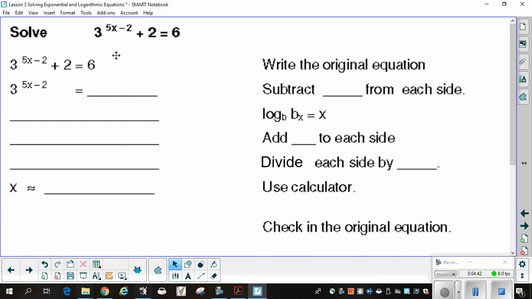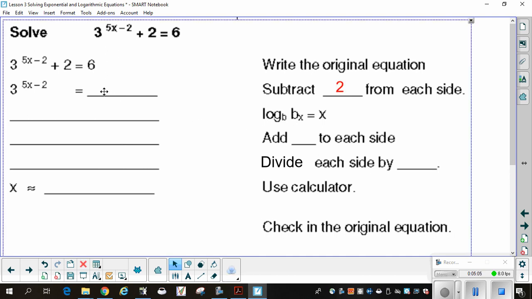Now, what about this guy? Well, before you just run off and take the log base 3 of both sides, you have to get the exponential by itself. Because maybe in simplifying both sides, you'll wind up with something that you've got like bases, and you don't have to take the log base of both. So first thing I'm going to do is subtract 2 from both sides.